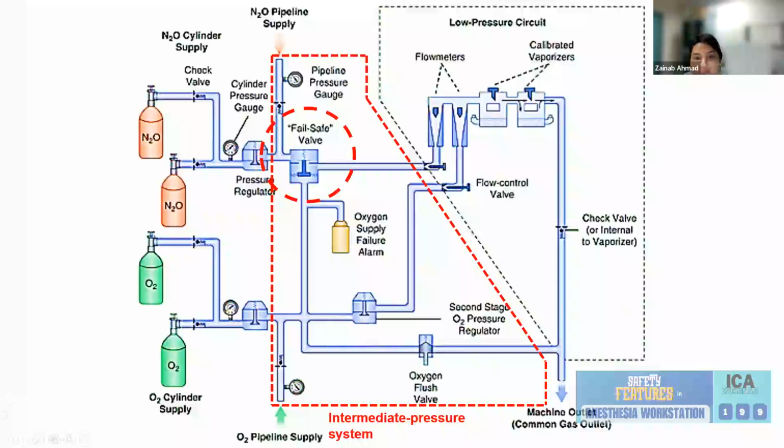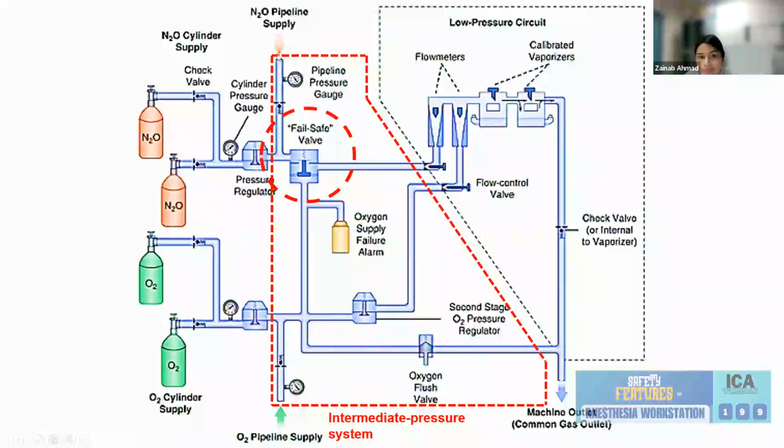In this anesthesia workstation, we just have to remember this diagram. According to this diagram, it is a pressure system: high pressure, intermediate pressure, and low pressure. High pressure, as told by Dr. Zainab ma'am, consists of cylinders, the pressure gauge, and the primary pressure regulator. It works at 2000 PSIG for oxygen and 745 PSIG for nitrous. Then we have intermediate pressure, which operates at 35 to 50 PSIG.